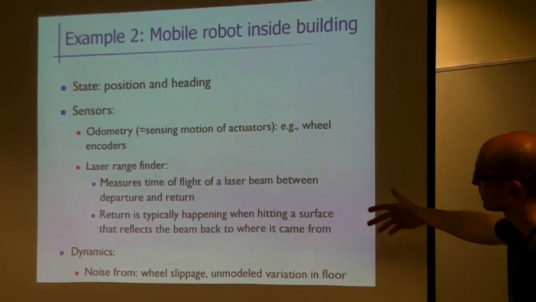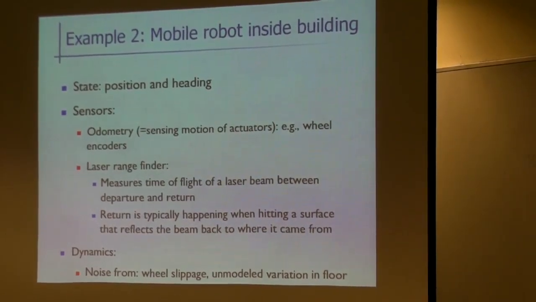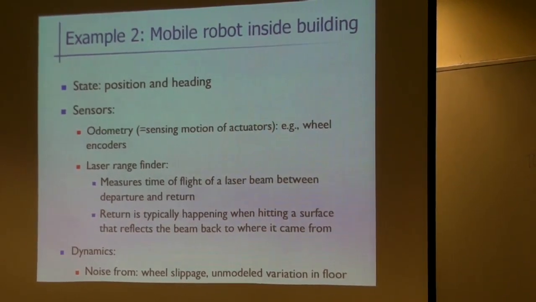It might also be the case that a person walks in front of your robot, and you don't want to model the person because it's very complicated to model how people move around in your building. You just want to model the walls. And then that person crossing the line of your laser will be noise.